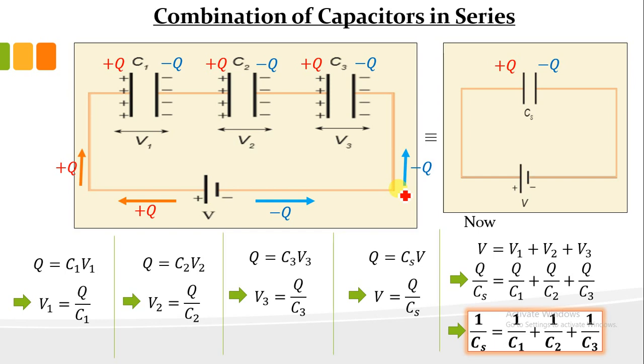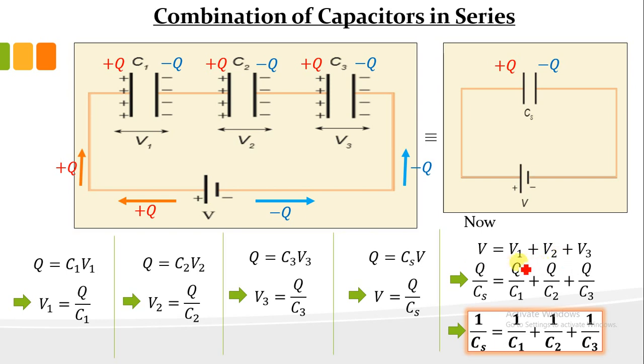Now we will apply mathematics here. We have a relation Q equals CV. For the first capacitor we can write Q equals C1 V1, or you can just write V1 equals Q by C1. Similarly, for the second and third capacitors we can write V2 equals Q by C2 and V3 equals Q by C3, and for the equivalent combination also Q equals Cs into V, so V equals Q by Cs. Here Cs stands for equivalent capacitance. So we have these four equations.